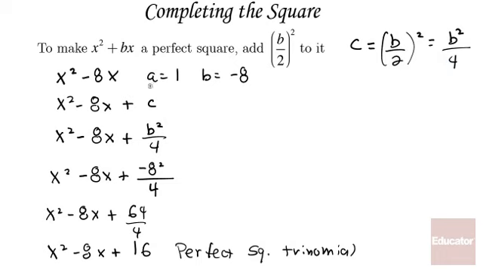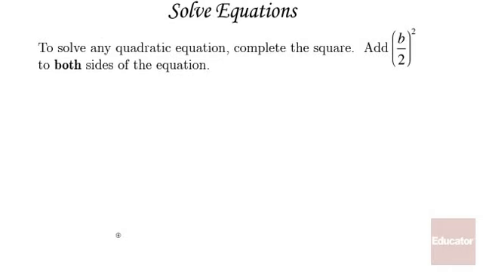Conversely, if you don't have a perfect square, you need to complete the square. You just have this part and you want to get the constant term to complete the square. You can use this knowledge to find what that constant should be, and then from there we can solve equations. Now, to solve any quadratic equation, you can complete the square by adding this, which is equal to b squared over 4, to both sides of the equation.